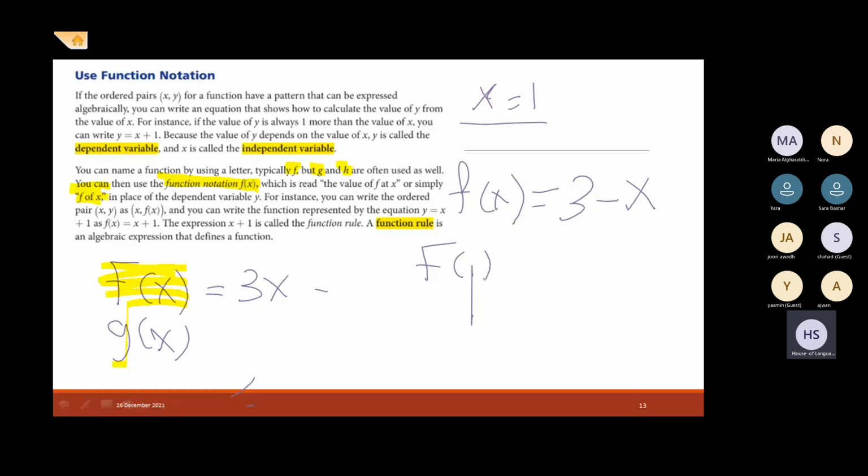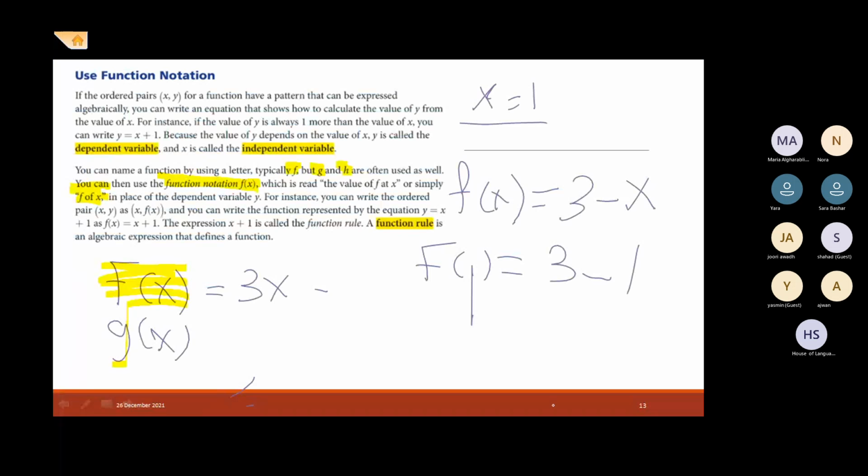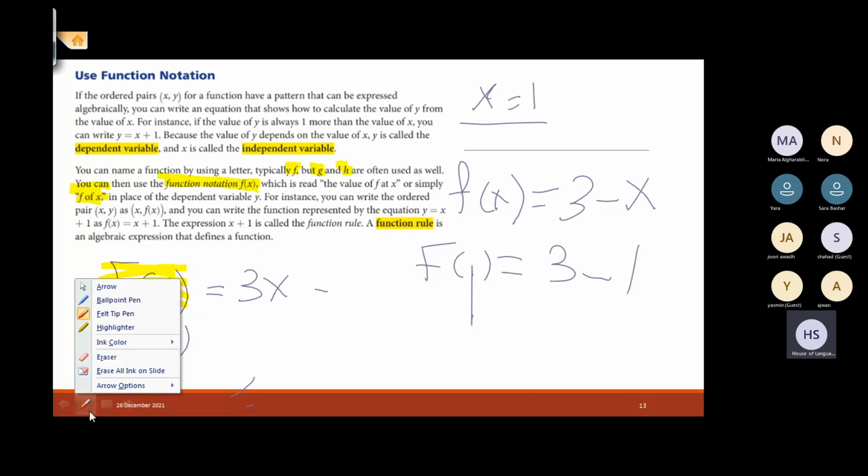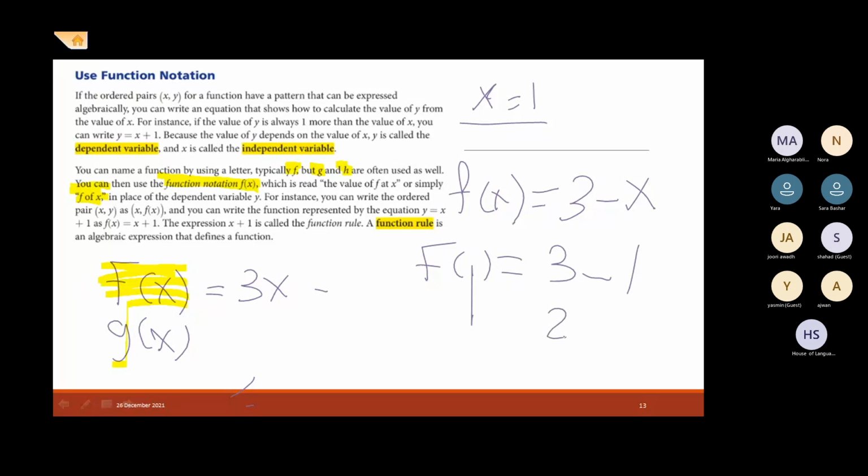Why 1? Because I told you x is 1. f of 1 equals 3, constant, keep it as it is, minus. Where do you find x? You will substitute with 1. Then 3 minus 1 is 2. Bravo. So f of 1 equals 2. Now think about f of 1.